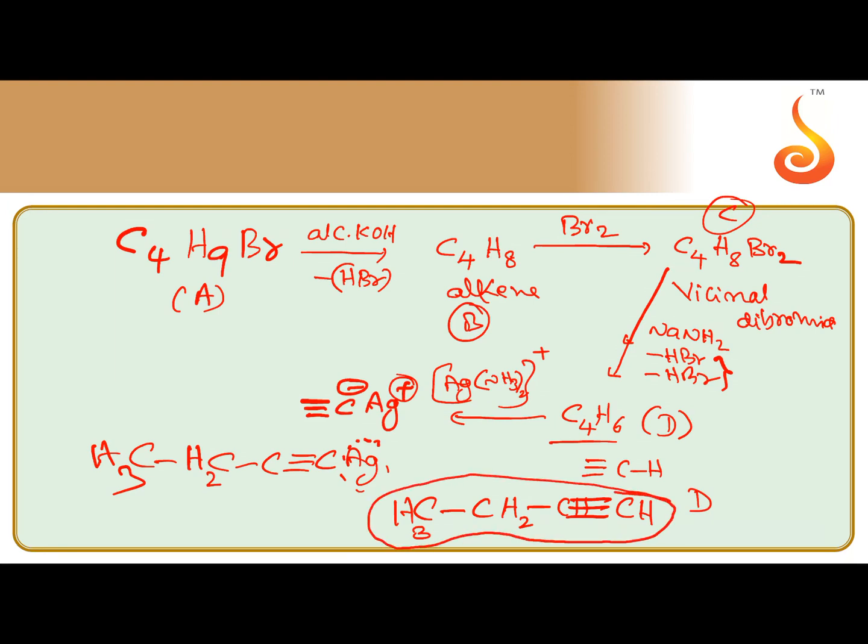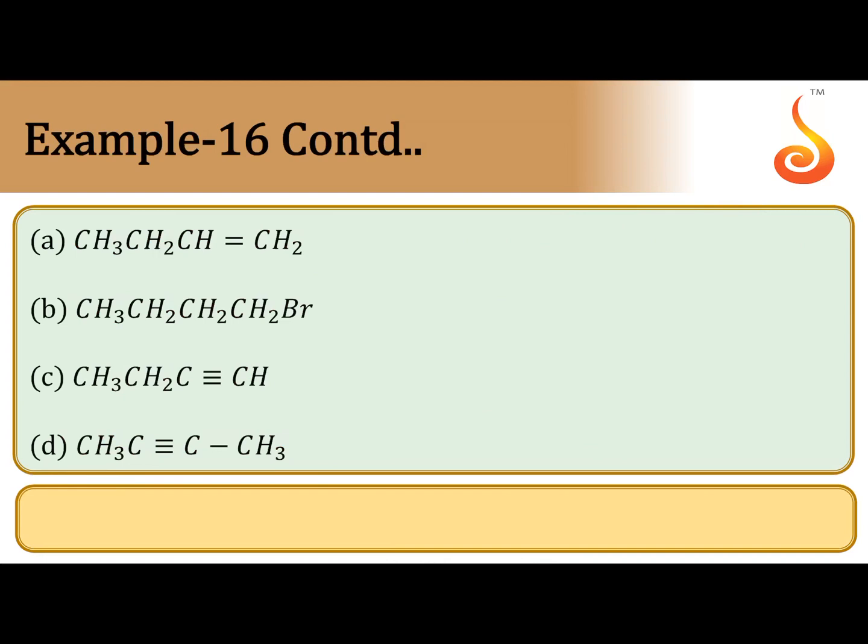1-butyne. D is 1-butyne. So this type of roadmap questions, as many as possible, you have to do, then only you can get the confidence. So the correct answer regarding this: here only 2 types of alkynes are there, terminal alkyne and non-terminal alkyne. So the correct answer is terminal alkyne.